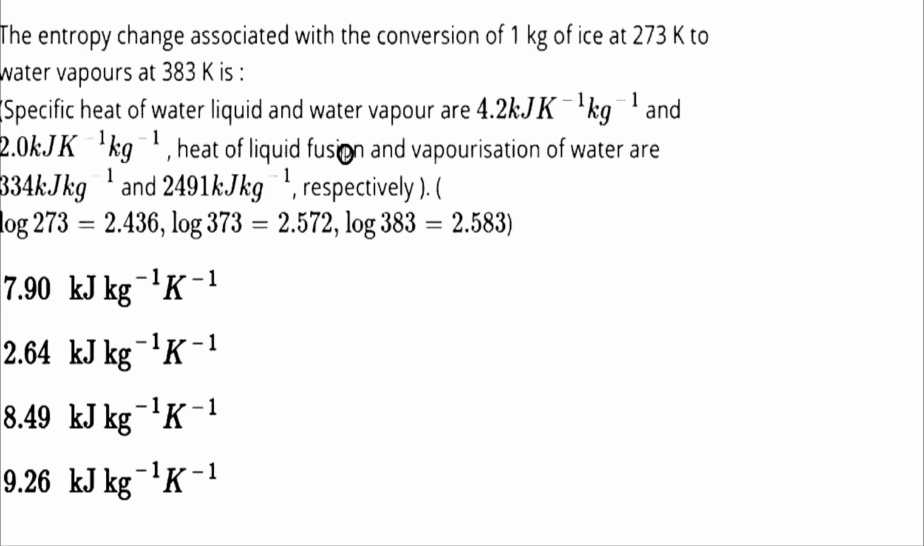Then heat of fusion and vaporization of water has been given as 334 kilojoules per kilogram and 2491 kilojoules per kilogram respectively. The log values have been given, so let's proceed. Now, it's very simple to understand this sum.